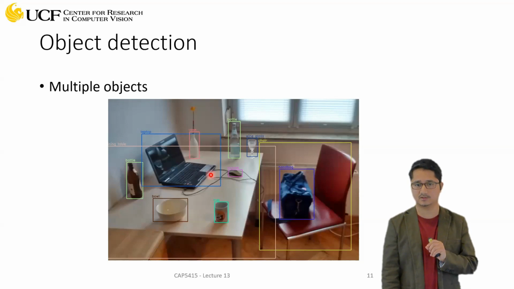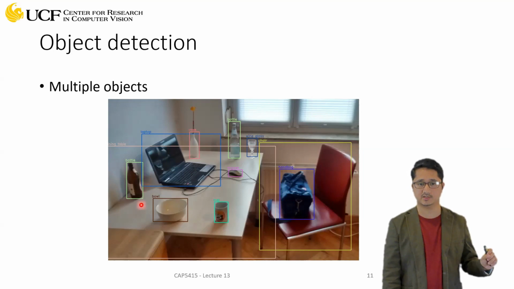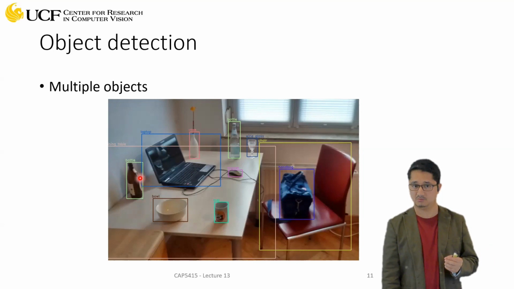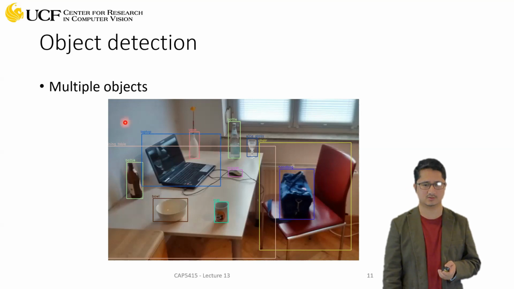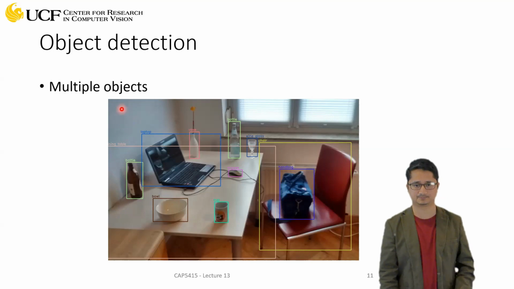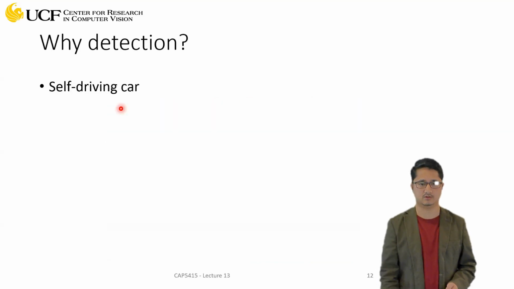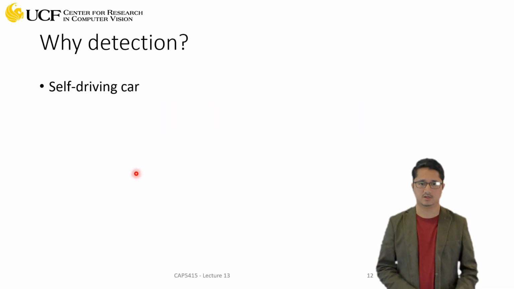But it's a little trickier than that because you might have multiple bottles, right? In this case, I can at least see these three bottles here. So it's not just saying that a bottle is present. You have to say that 1, 2, and 3 bottles are present. And for each bottle, you need these bounding boxes. So it's slightly complicated. Okay. And we will talk about how that can be addressed.